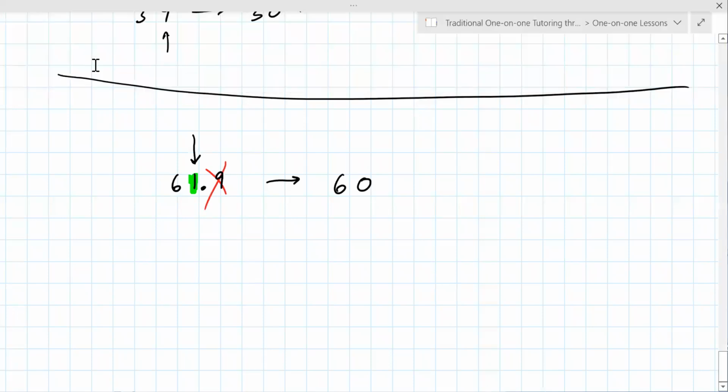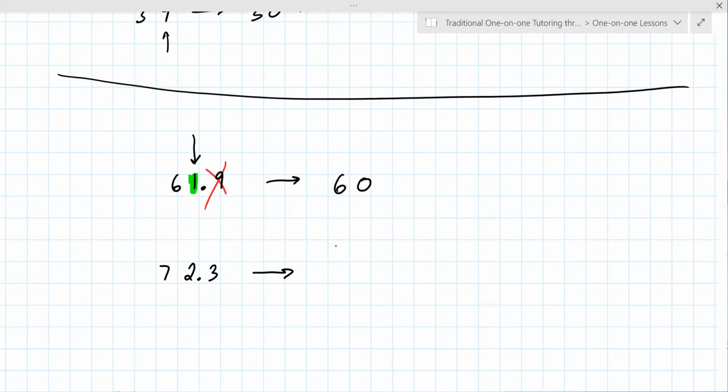All right, so let's try another one. How about 72.3? What does it round to? It rounds to 80. Yeah, you gotta be really careful here, right? You gotta say the right word.